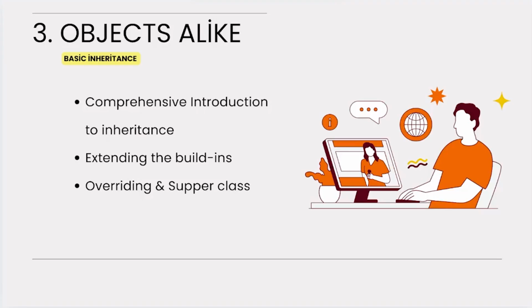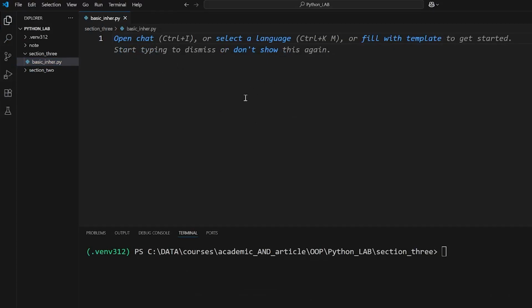Now the points we are going to be discussing in this outline. First, we'll be looking at the comprehensive introduction to inheritance with some practical examples. So I am back here in Visual Studio Code, and I have created this section 3 folder, which is going to contain most of the actual code we're going to be working on along the line.